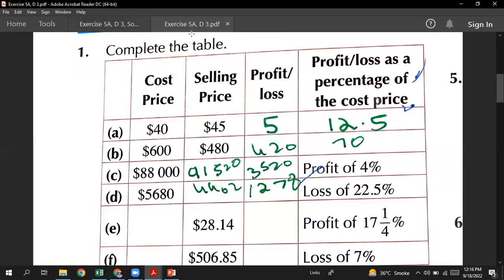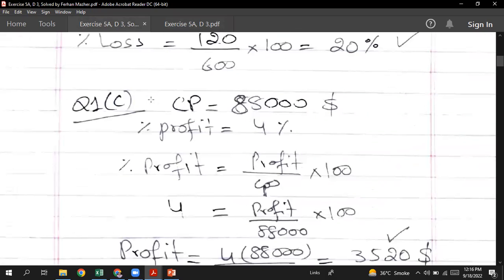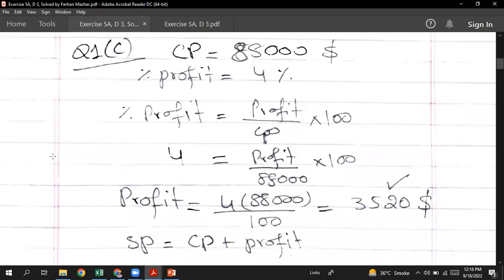The cost price in the C part is $88,000. The selling price we don't know. The profit or the loss we also don't know, but we know the percent profit of 4%. Okay. The cost price is given, that's $88,000. The percent profit is 4%. We know the formula for the percent profit is profit divided by cost multiply 100.